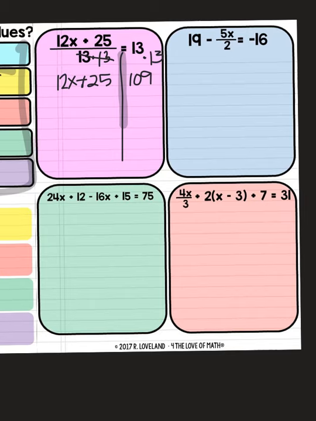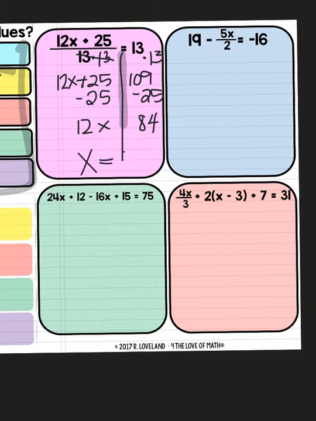Okay. Now, what's the thing that's furthest from the x? The thing that's furthest from the x is the 25, so I'm going to subtract 25. When I subtract 25, I get 144. 12x equals... so now I need to figure out what times 12 is 84. And x equals 7 because 7 times 12 is 84.